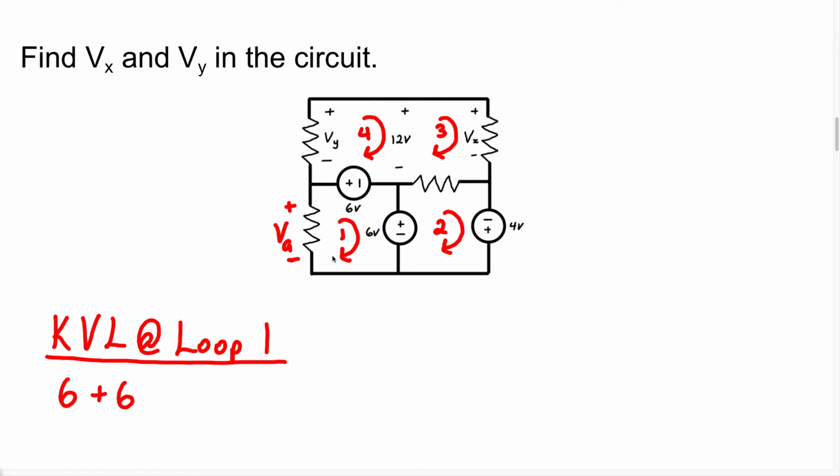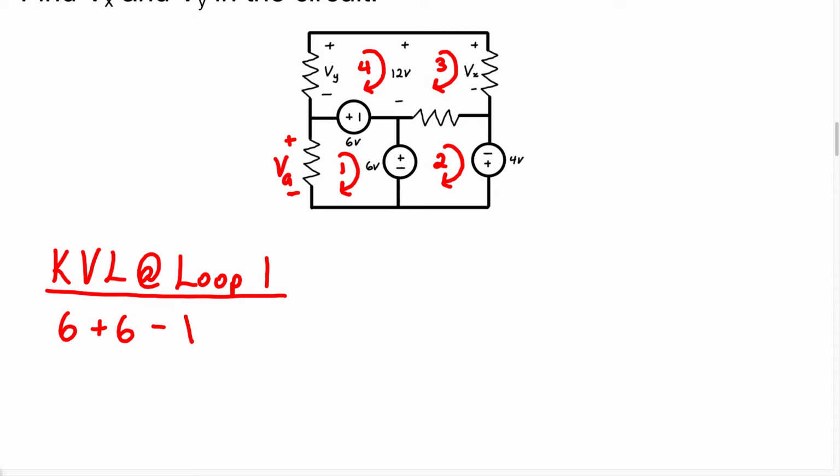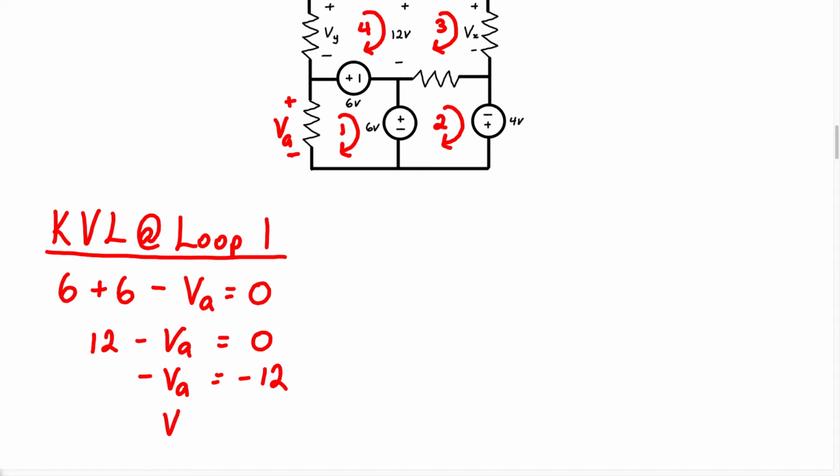Now when I start to reanalyze the circuit, I know I'm going to be walking into the negative terminal of the voltage across this resistor. So I'm going to write minus VA equals 0. So let's start to simplify this now. We're going to have 6 plus 6 is 12 minus VA equals 0, minus VA equals negative 12. Therefore, VA equals 12 volts. So this is our answer across this resistor.